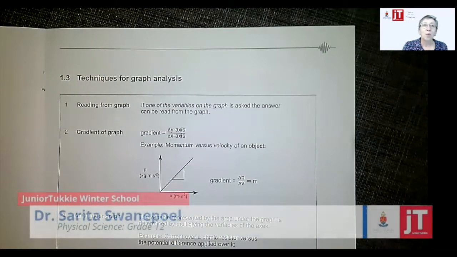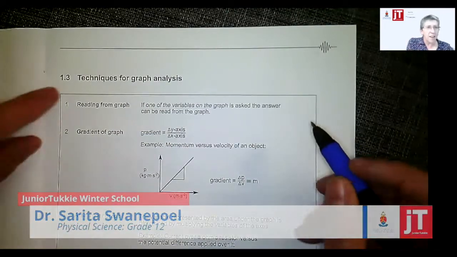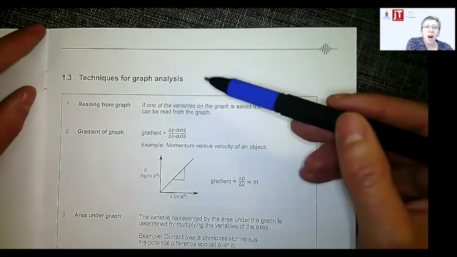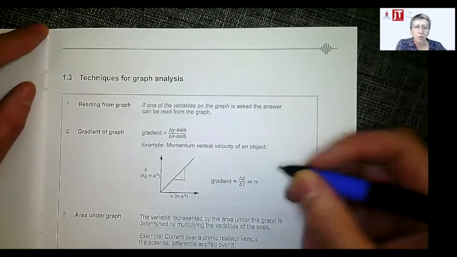Right, Matrix, we are moving on. We've looked at the shapes of the graphs and we've also looked at the relation of equations to predict changes. And now we are moving on to look at techniques for graph analysis. How do I get information from a graph that they give to me?